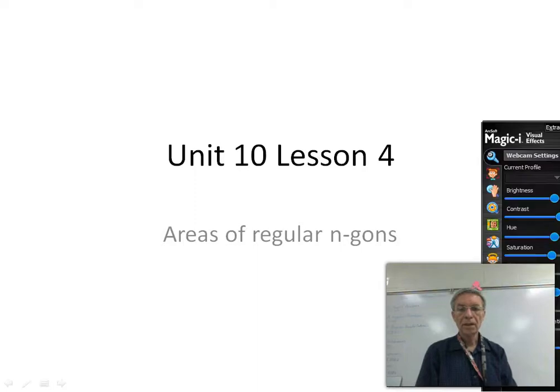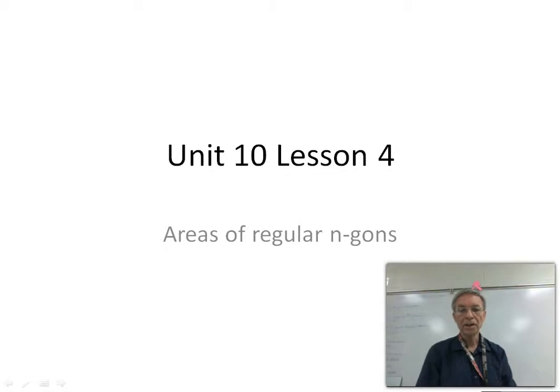Hello, this is Unit 10, Lesson 4. What we've got here is we're talking about areas of regular n-gons. We've talked about how to find the areas of regular triangles, which are equilateral, equiangular triangles, and we've also talked about how to find that with regular quadrilaterals, and we've also done and worked on regular hexagons. Today we're going to go into all the rest of them.